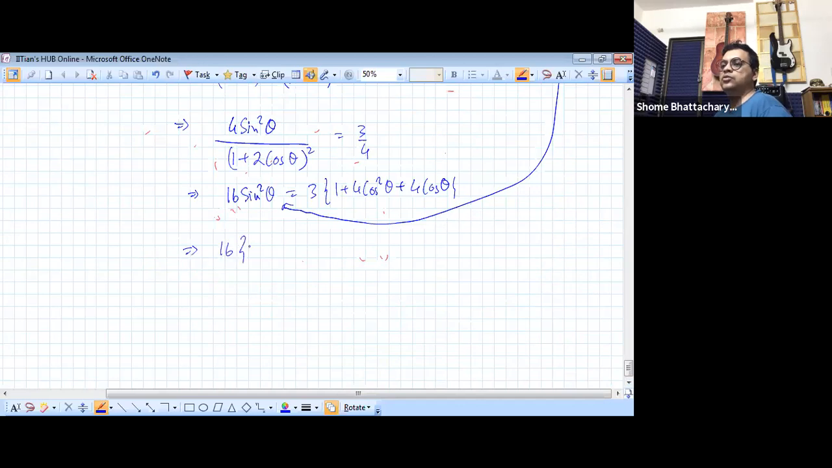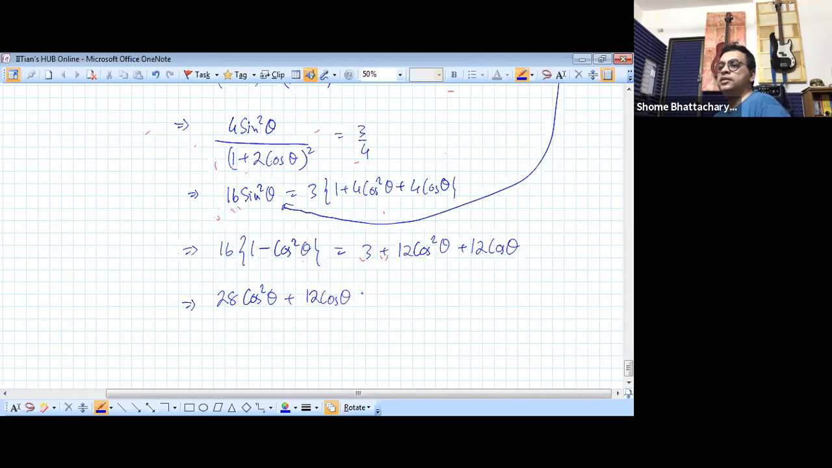So 16 into 1 minus cos square theta on this side is equal to 3 plus 12 cos square theta plus 12 cos theta. Okay, so bring these two terms to this side. So it becomes 16 plus 12, so that's 28 cos square theta, plus 12 cos theta. And then minus 16 plus 3, so that will give us minus 13 is equal to 0.